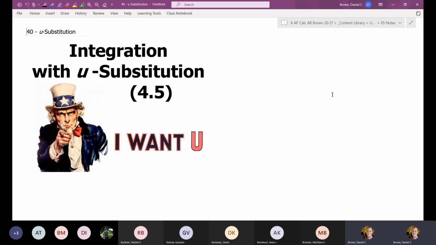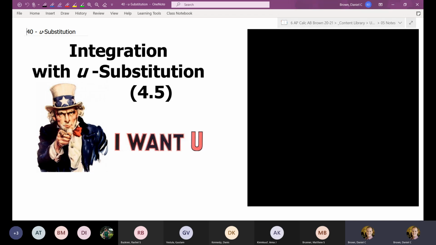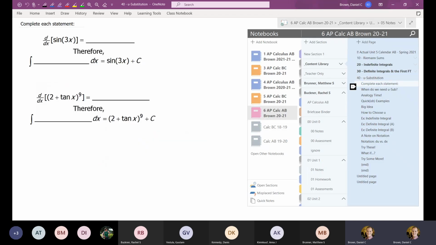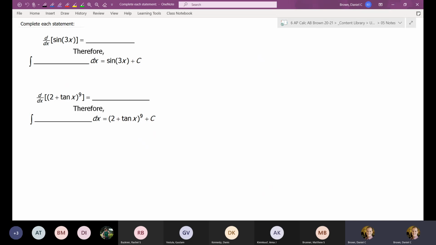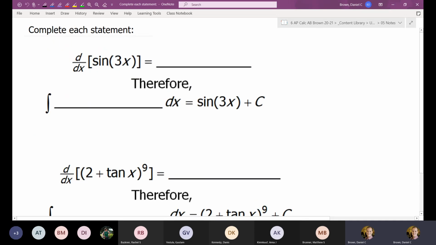But u-substitution. Before we do u-substitution, I did want to review some things from first semester, just to make sure we're all on the same page. And that is the chain rule. Because u-substitution, I'm not going to show it to you now, because I think it's better to see where it comes from, is directly related to the chain rule that we know from taking the derivative.